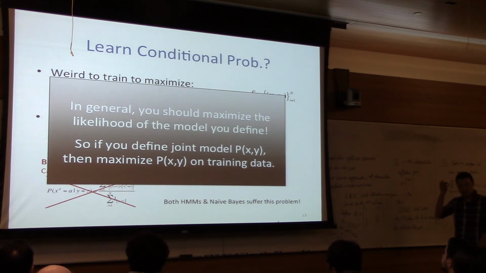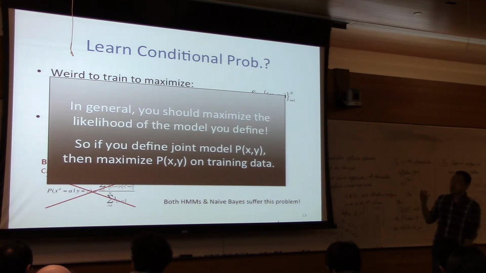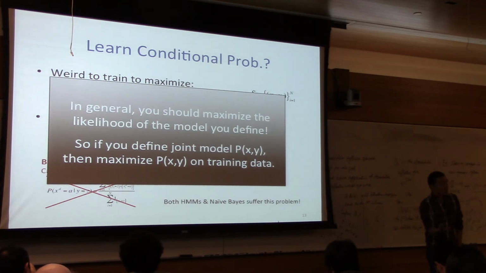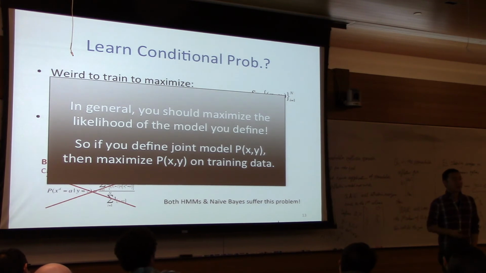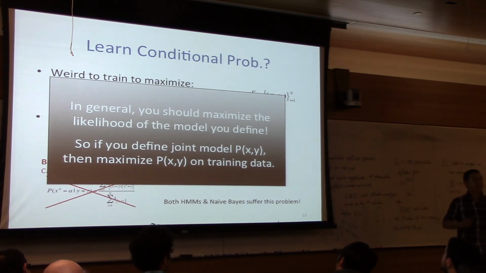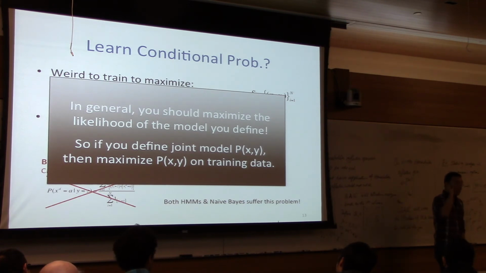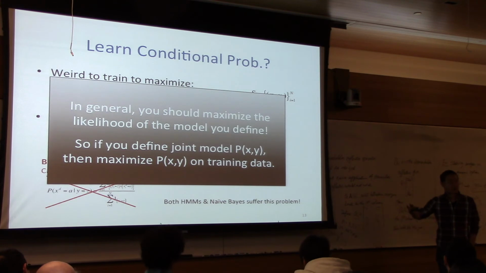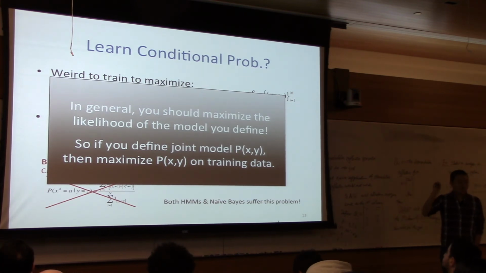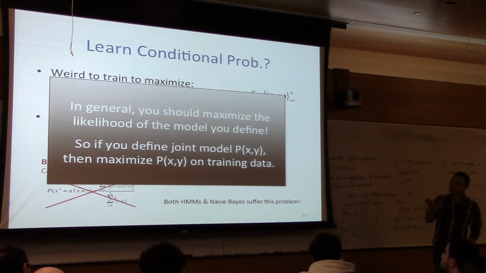And so maybe the lesson to take from this is if you define a probabilistic model of a certain form, you should maximize the likelihood of that model that you define on your training set, and not some other model. If you decide to model the joint distribution, for whatever reason, maybe for the variety of reasons we talked about in the previous lecture, previous week, then you should train your model to maximize the joint probability over your training set.